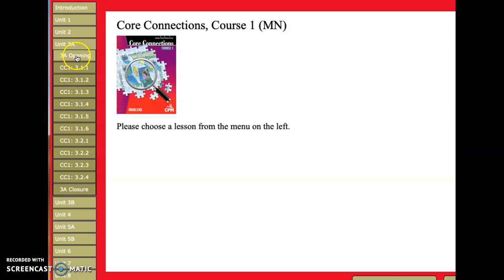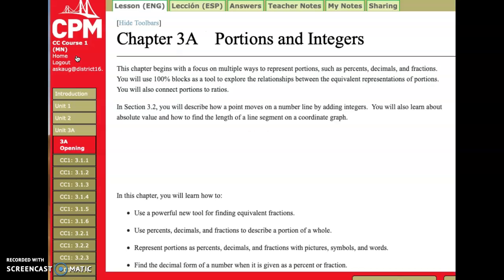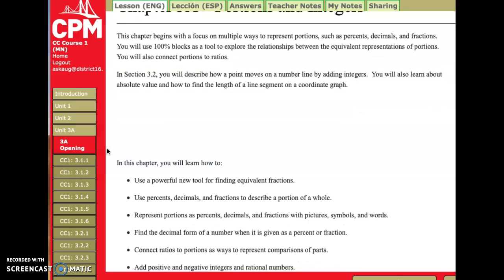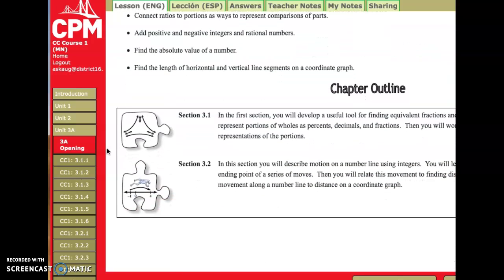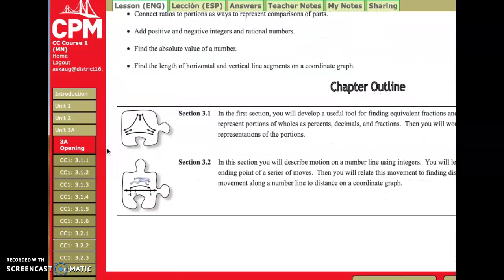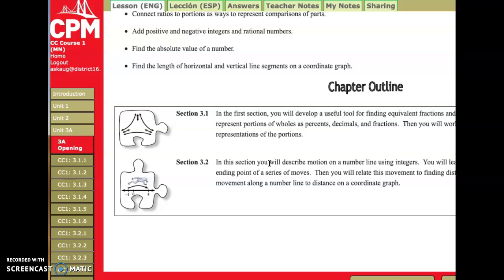I like looking at the opening because in the opening of each of the units, it does a great job explaining an overview of that unit. That's a great way just to get your brain thinking about some of the important things that you will find in that unit. And the chapter outline itself is wonderful.